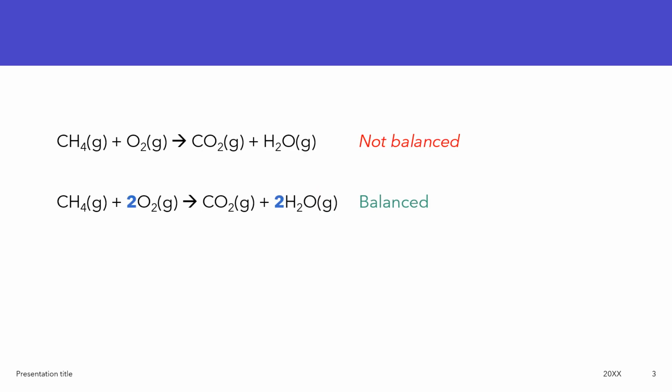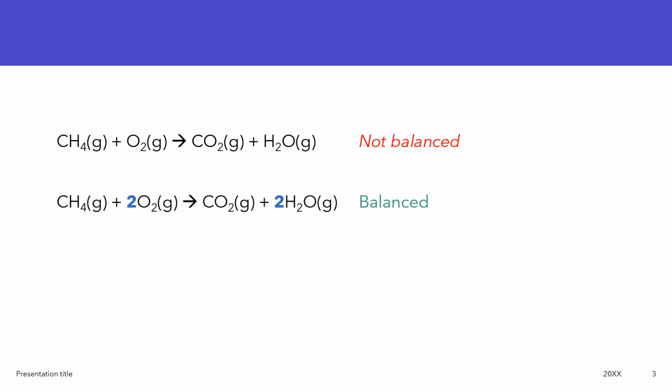Let's look at another example: CH4 plus O2 equals CO2 plus H2O. Is this equation balanced? We'll know this by looking at the atoms of each element on the reactant side as well as the product side. For hydrogen, we have 4 hydrogen atoms on the reactant side, but 2 hydrogen atoms on the product side. So that's already not balanced. We have 2 oxygen atoms on the reactant side and 3 oxygen atoms on the product side.